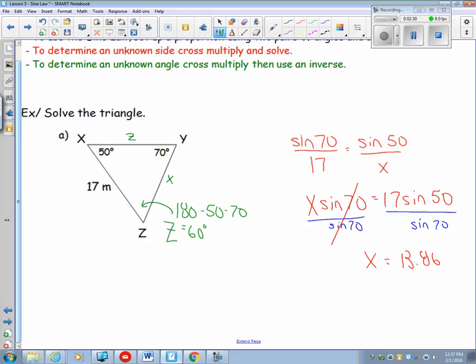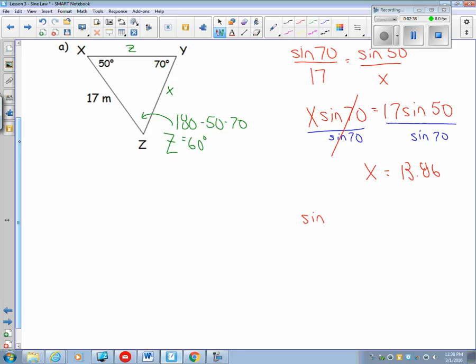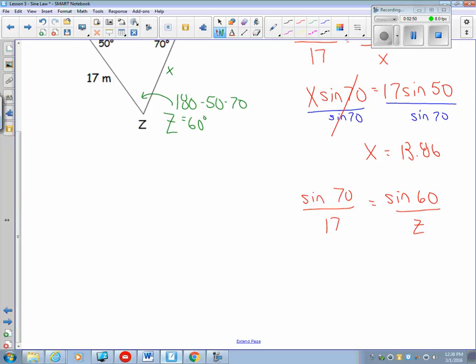You guys can try to find side z if you want to. Pause it, give it a try, so you can figure it out. It's the same idea, though. So the sine, which one do I know for sure? I know the sine of 70 goes to 17. If I want to find z, I go to the sine of big Z, which you just figured out was 60 a second ago, goes to small z. Cross multiply. So z times the sine of 70 equals the 17 times the sine of 60 there.